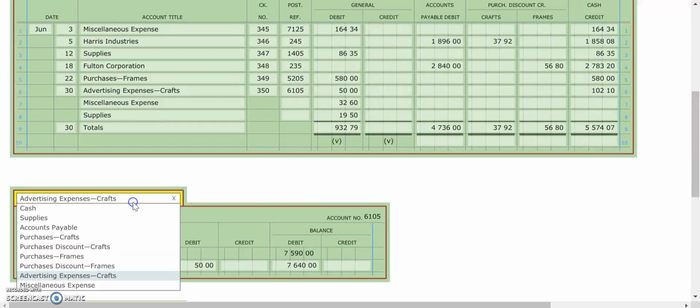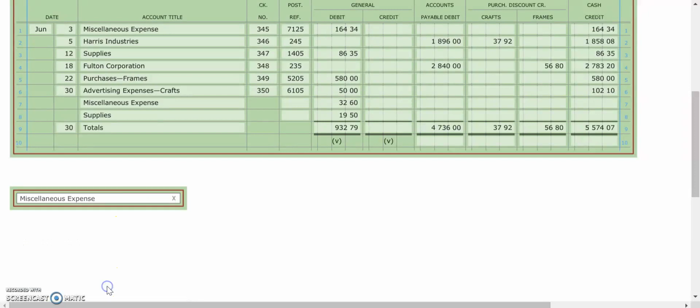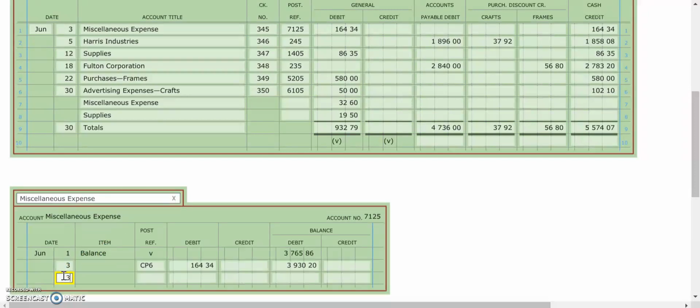We also have a miscellaneous expense from our petty cash, so we put the 30th in here, CP6 again, a debit of 3260, and then again we're adding 3260 to 3,930.20, and we get $3,962.80. Again, our account number here is 7,125.